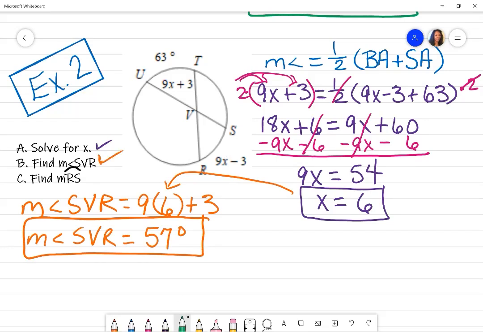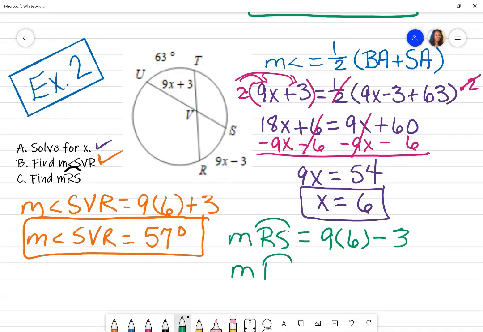What I want to do here is to find the measure of arc RS. I look at what's given in my problem, and it's shown as an expression as well, 9x minus 3, but I'm going to replace that x with the 6 that is shown above. And so therefore, the measure of arc RS is equal to just 51 degrees.